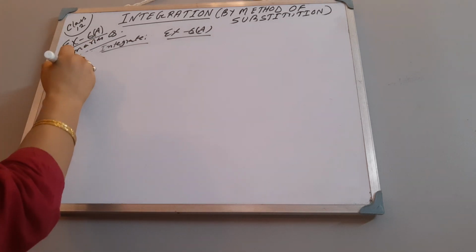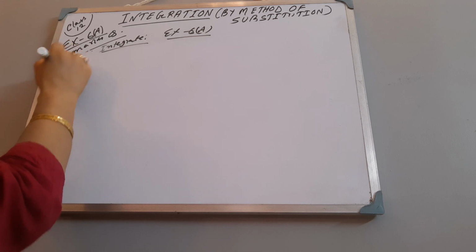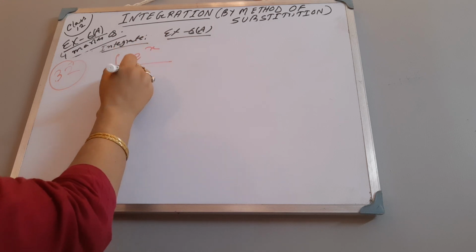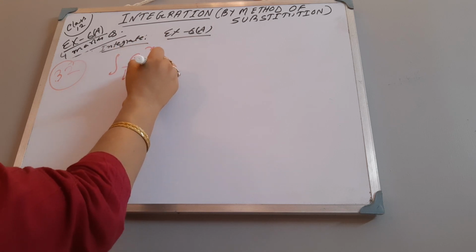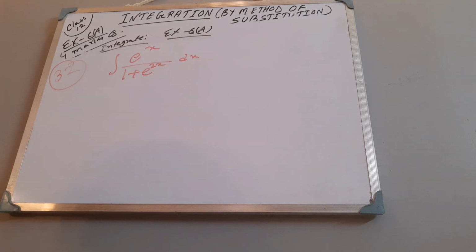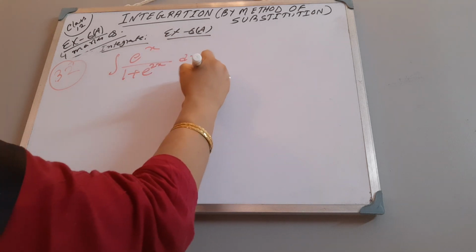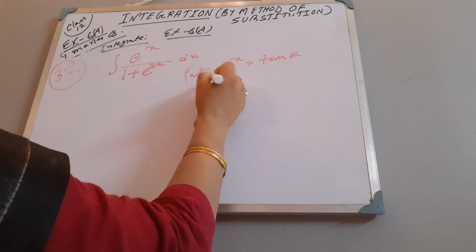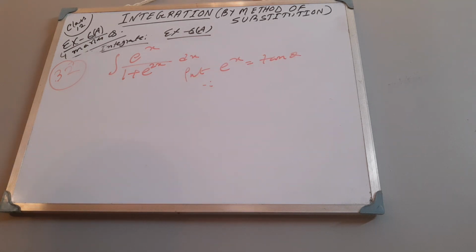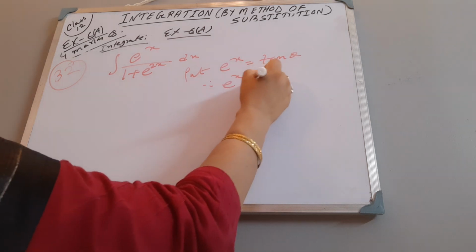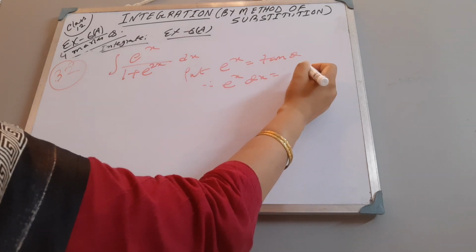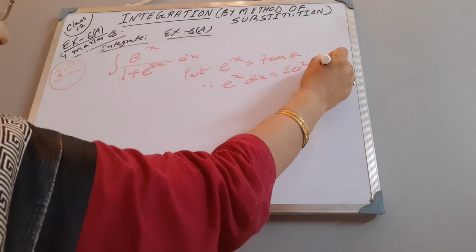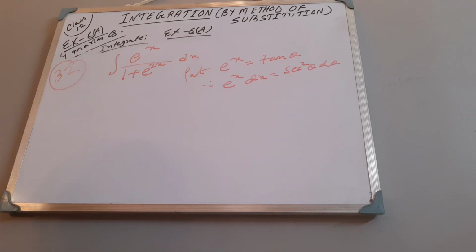Sum number 32. What is the question? Integral e to the power x by 1 plus e to the power 2x dx. Okay, now put e to the power x is equal to tan theta. The derivative of e to the power x is only e to the power x, so what we will write? e to the power x dx is equal to the derivative of tan theta, which is sec square theta, so it will be sec square theta d theta.